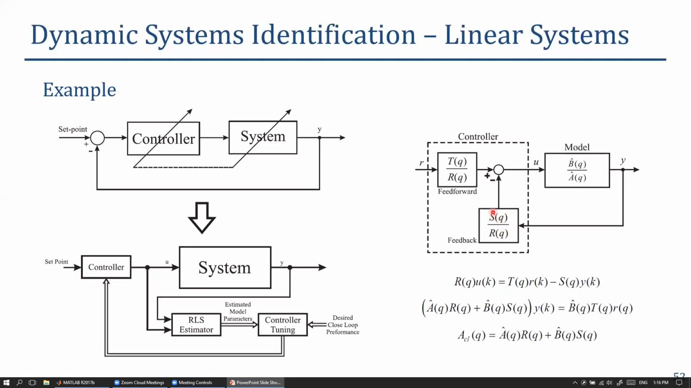And S, R, and T are polynomials, right? They are calculated directly from the model parameters, assuming that we know what the closed loop behavior of the overall system should be.